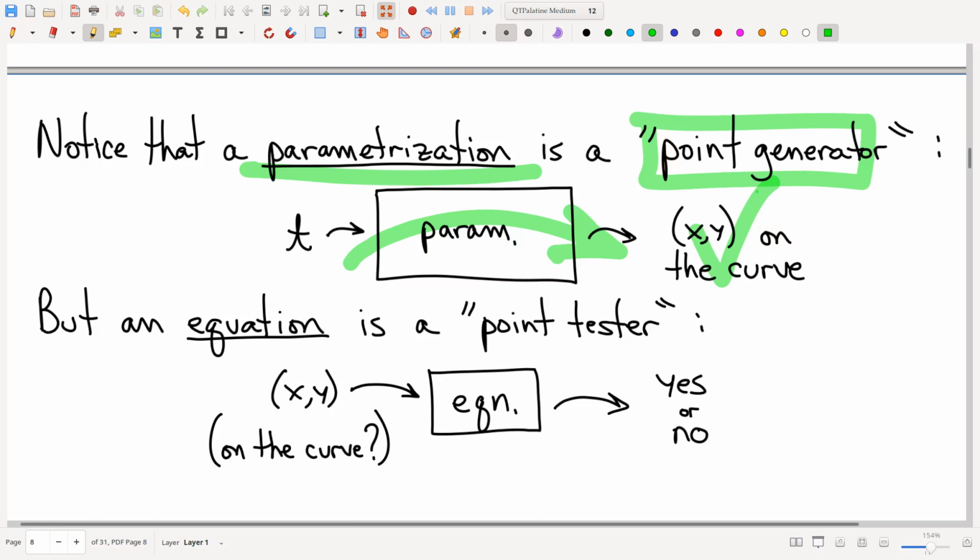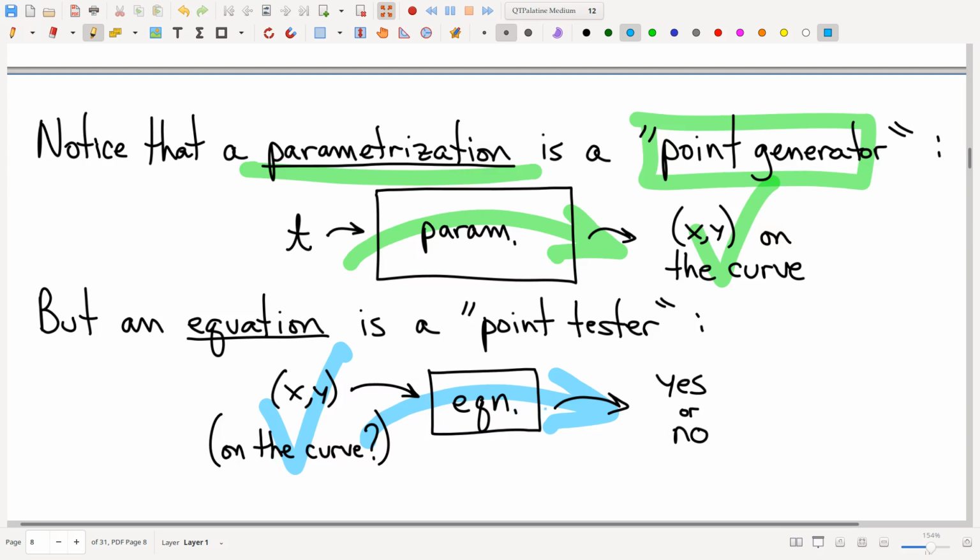Is this what equations do? Not even close. Equations just don't do that at all. Equations are kind of the opposite. Equations take a point that either is or isn't on the curve, we're not sure, that you plug into the equation, and then either the equation works or it doesn't. If the equation works, then it's on the curve. If the equation doesn't work, it's not on the curve. So that's what a test is, right? We take points and we plug them in and get either a yay or a nay. We are testing those points.